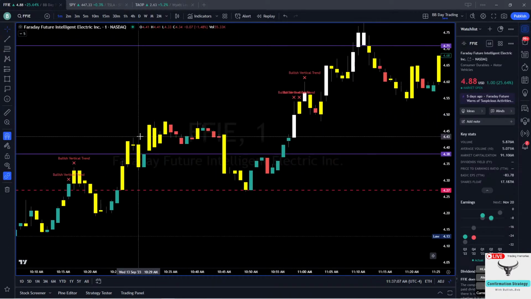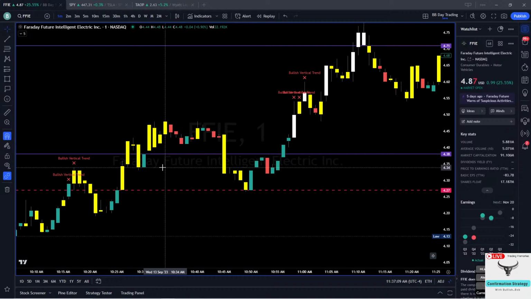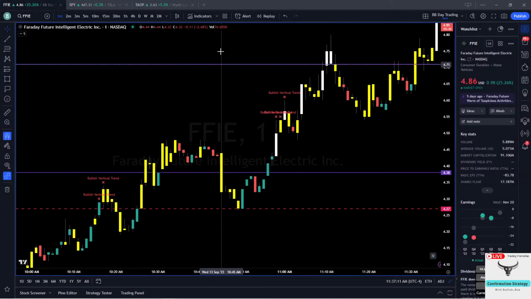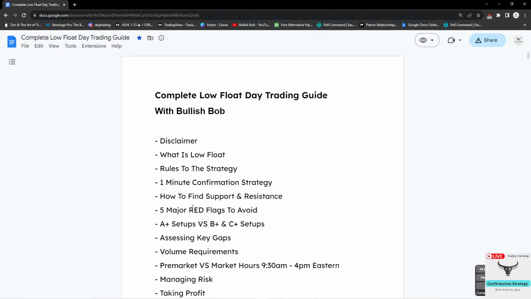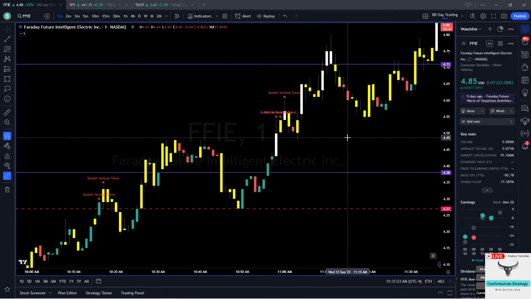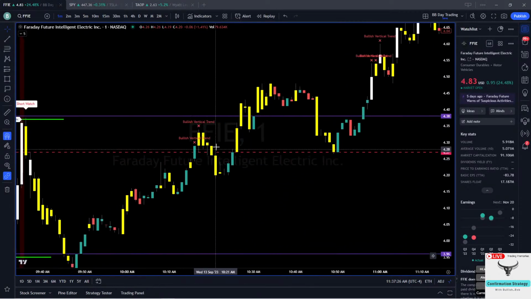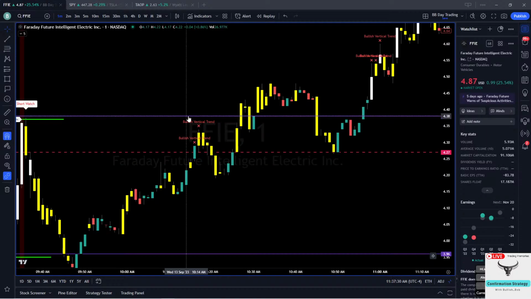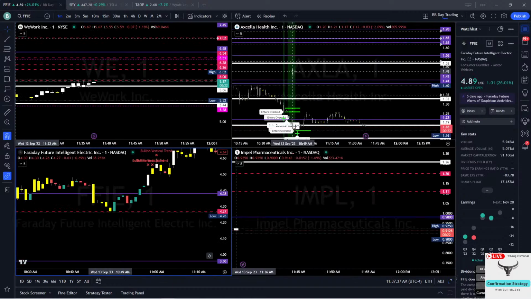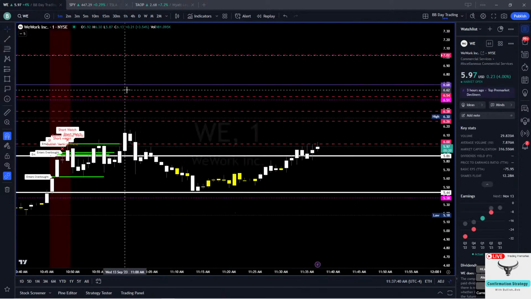But we have these low volume candles, which is going to set up those risk it for the biscuit. This is a risk it for the biscuit. That's a whole strategy, a whole chapter that we have dedicated in our complete low float trading guide. We want to be very careful with something like this because it has that low volume. If we're trading large size, 10, 20, 30,000 shares, well, guess what? This is a 44,000 share candle. You are the volume on that candle. So you want to be very careful because you can get caught.